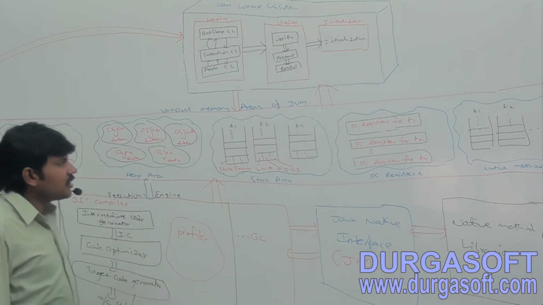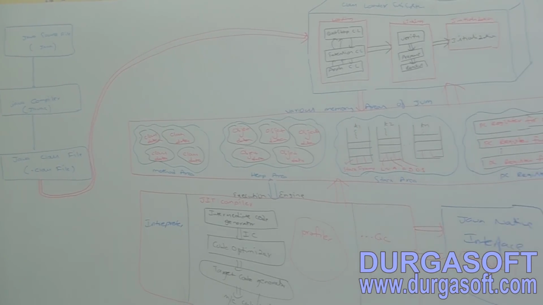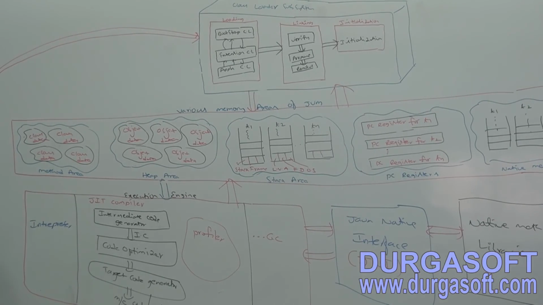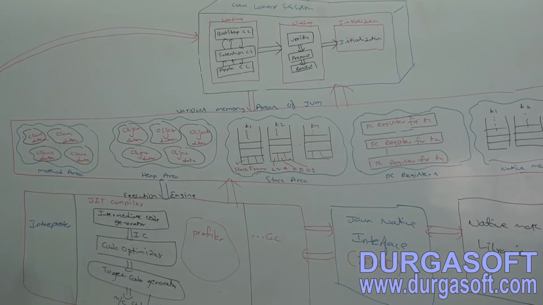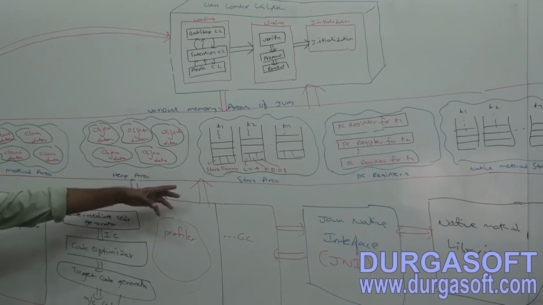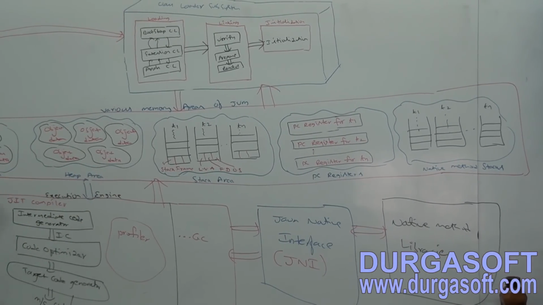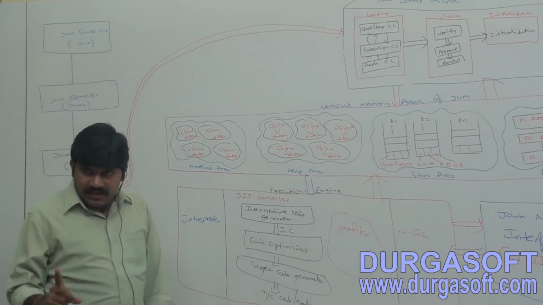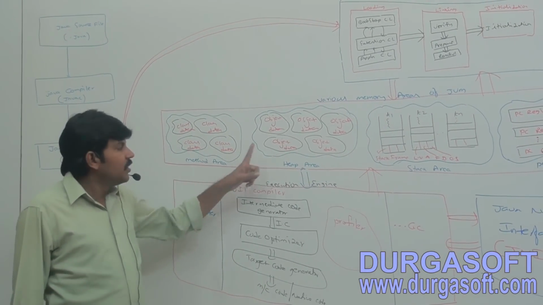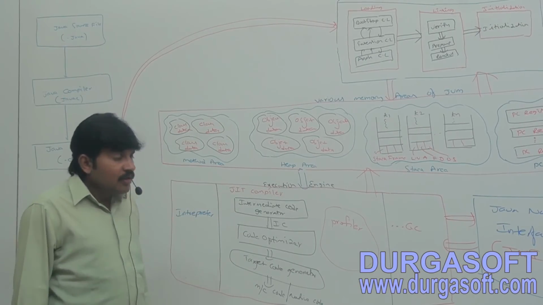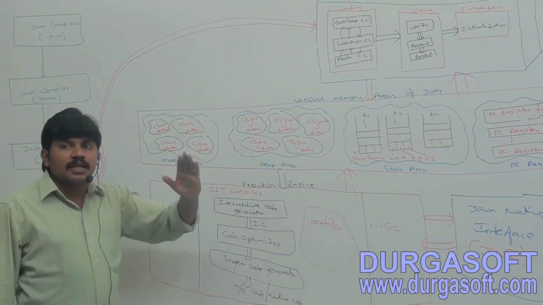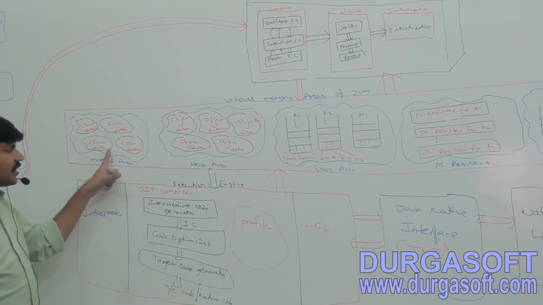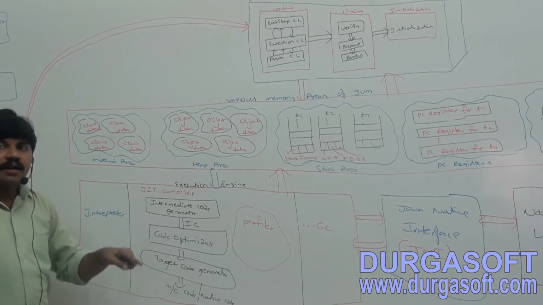Are you getting, right? Next, how many memory areas are there inside JVM? Five memory areas: method area, heap area, stack area, PC registers, native method stack. In method area, class level data including static variables will be there. Inside heap area, object data and the corresponding instance variables will be there. Method area and heap area are per JVM.